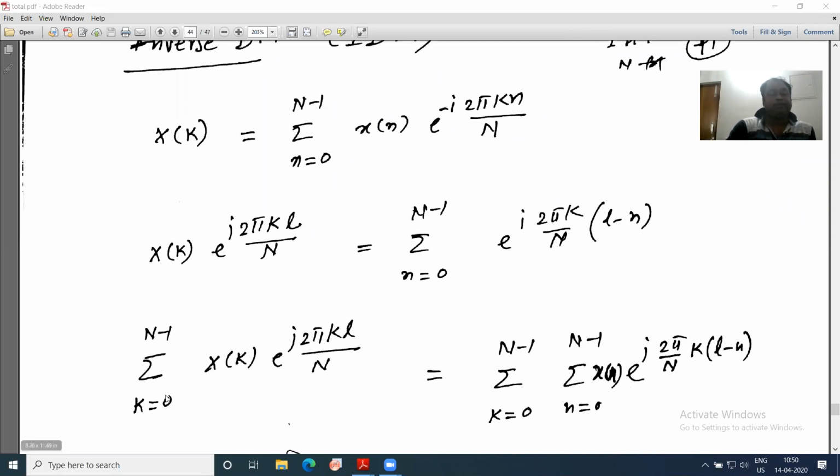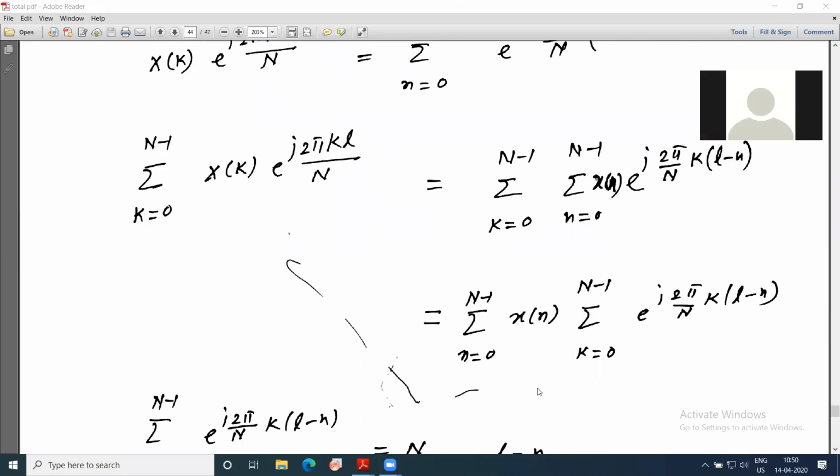So what I have done here, I have taken a summation k equal to 0 to N minus 1 on both sides. First, from this step to this step, both sides are multiplied by e power j 2 pi kl by N. From this step to this step, the summation from k equal to 0 to N minus 1 is taken on both sides.